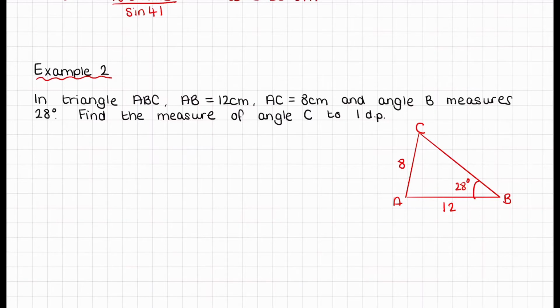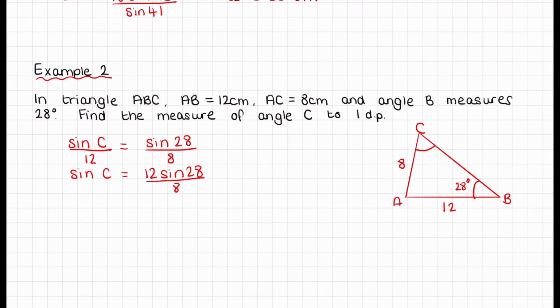From here, I can now use my sine rule. I'm trying to find an angle, so that's what's going to go on top, and I'm trying to find angle C. So we'll have sine C over the side opposite C, which is 12, equals sine of B, which is 28, divided by the side opposite angle B, which is 8. Rearrange. So we'll have sine C equals 12 sine 28 on 8.